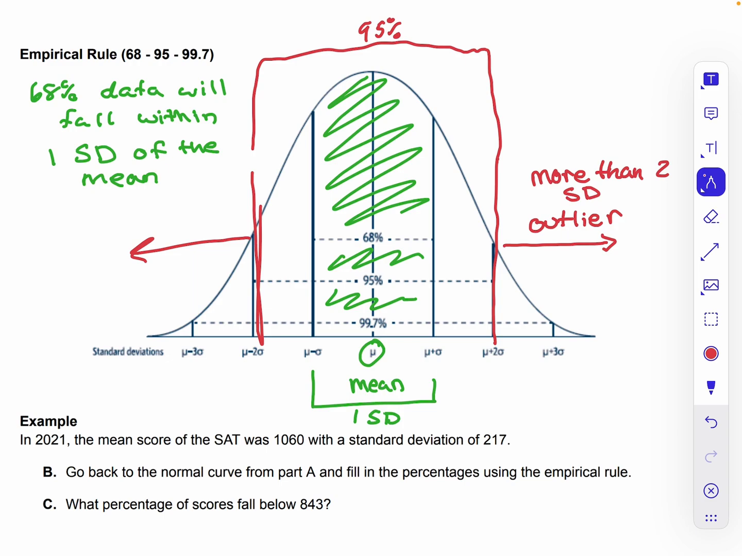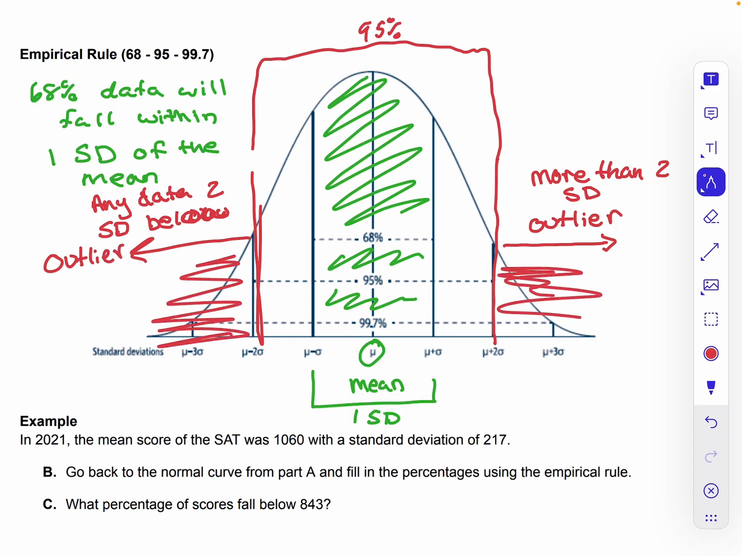Or anything that's sort of below, any data 2 standard deviations below, it helps if I can spell below, is also considered an outlier. And so we sort of view this outside area here as our outlier area because such a small percentage of the data falls in that window.